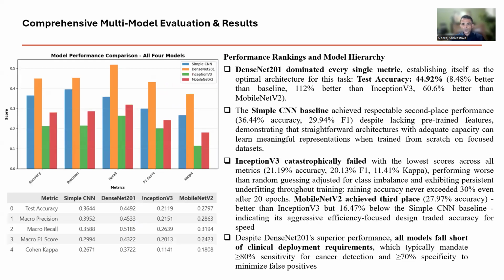Now, overall results of all the models, as you can see here, DenseNet dominated every single metric, establishing itself as the most optimal architecture for this task. Test accuracy of 44.92%, 8.48% better than baseline, 112% better than Inception, and 60.6% better than MobileNet. While the simple CNN baseline also achieved a respectable second place with 36.44%, it demonstrates that a straightforward architecture with adequate capacity can learn meaningful representations when trained from scratch on a focused dataset. And Inception V3 and MobileNet actually performed very poorly.